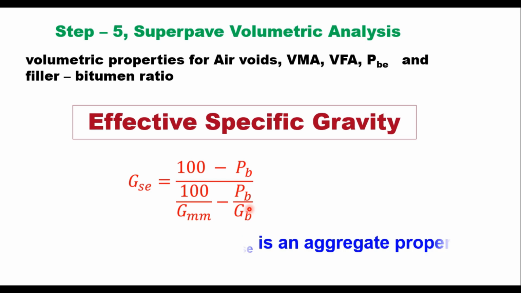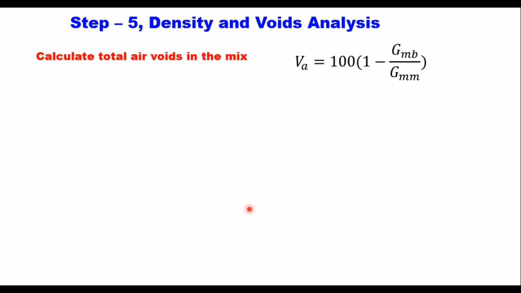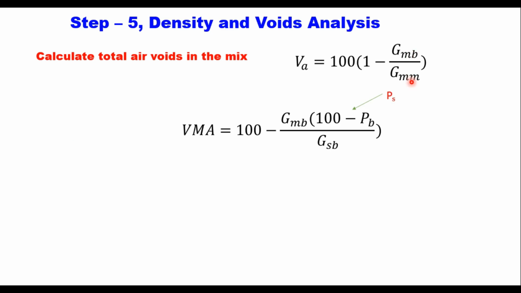Now GSE is an aggregate property, and similarly you can calculate total air voids in the mix using this equation, that is 100 into 1 minus GMB upon GMM, this is bulk density of the mix, theoretical specific gravity of the mix, and VMA is 100 into GMB into 100 minus PB upon GSB, and this 100 minus PB is nothing but proportion of stone aggregate in the mixture. And GSB here is bulk specific gravity of aggregate.